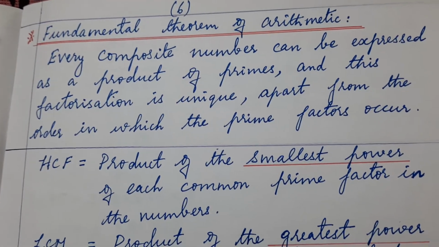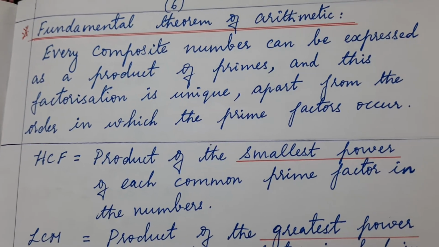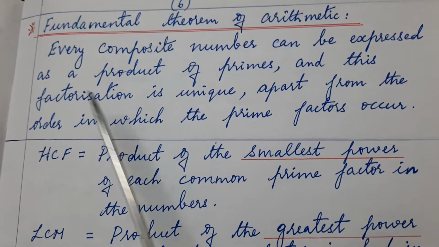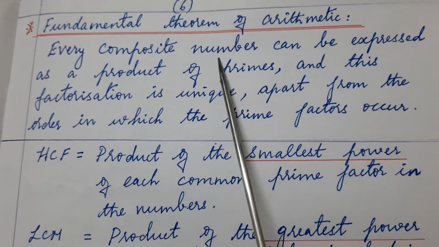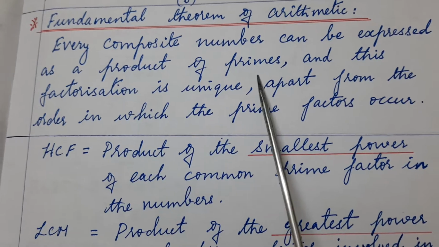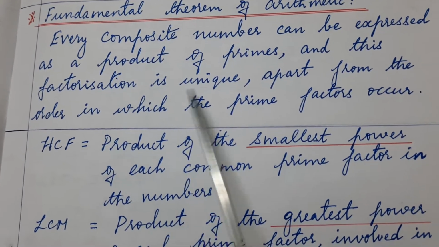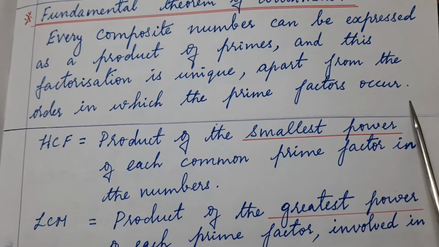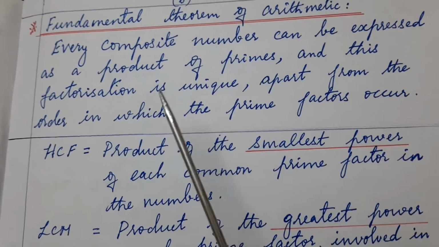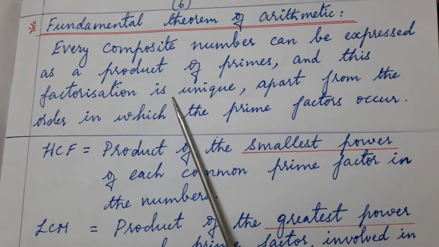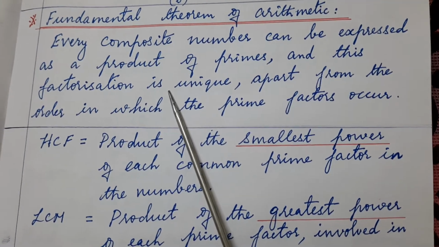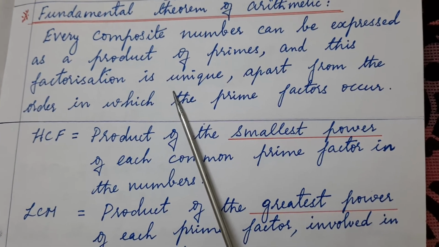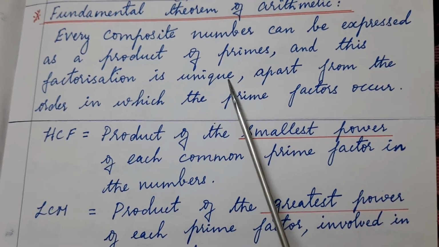The next one is an important statement. You may get in the exam to state the fundamental theorem of arithmetic. What is the fundamental theorem of arithmetic? Every composite number can be expressed as a product of primes, and this factorization is unique apart from the order in which the prime factors occur. That means any composite number. Do you know what composite numbers are? Numbers which have more than 2 factors. All those numbers can be expressed as a product of prime factors. You have to learn this statement by heart.